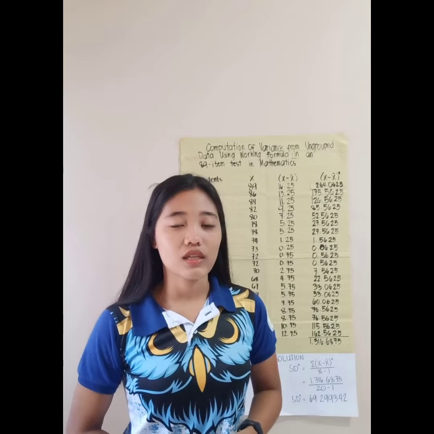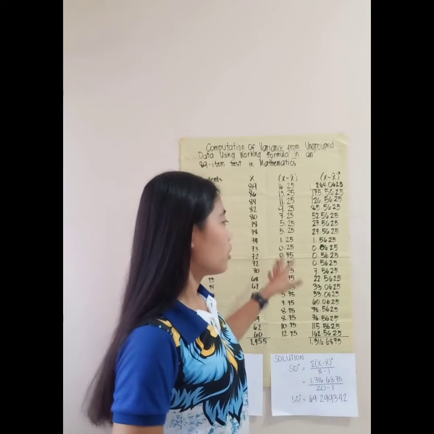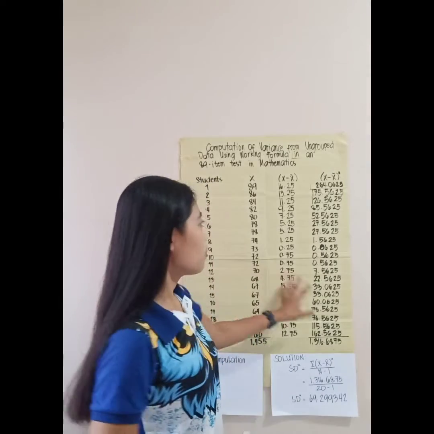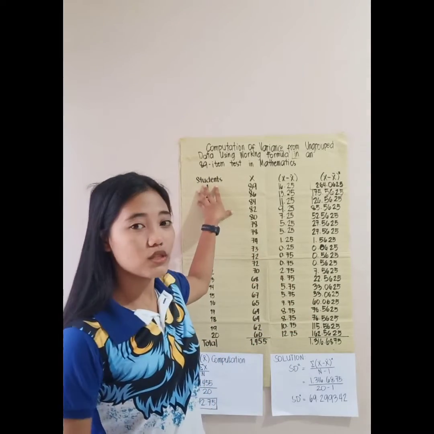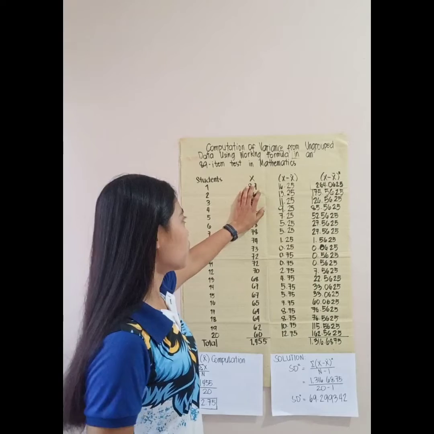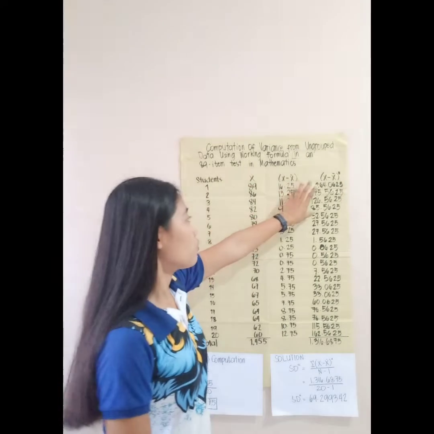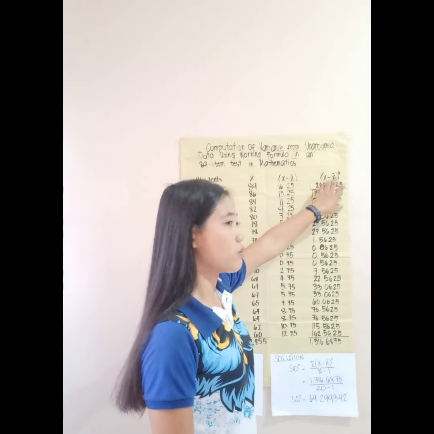in mathematics. As you can see, our table here is already complete, but I will show you the steps on how to come up with this result. Our table has 4 columns: in the first column we have the students, in the second column we have the x, in the third column we have the x minus mean, and in the fourth column, we have the x minus mean squared. In getting variance from ungrouped data, there are 4 steps to be followed.